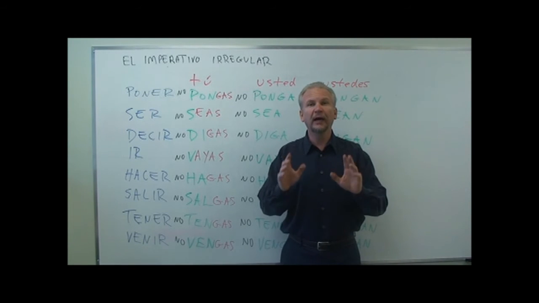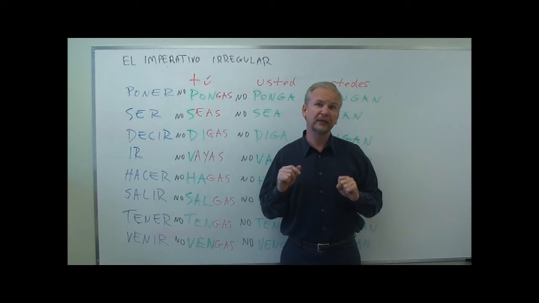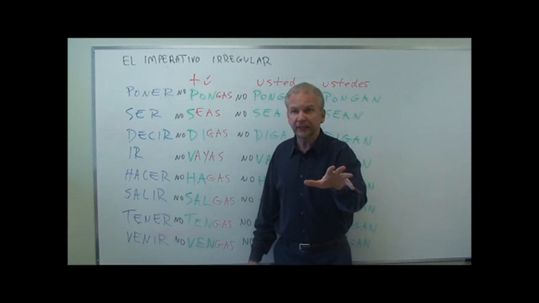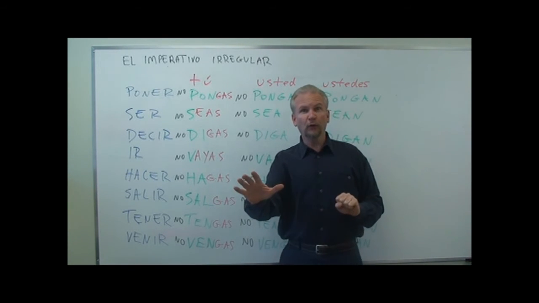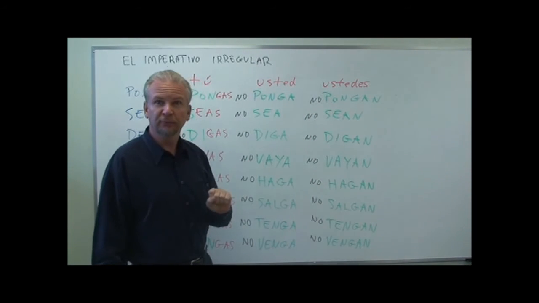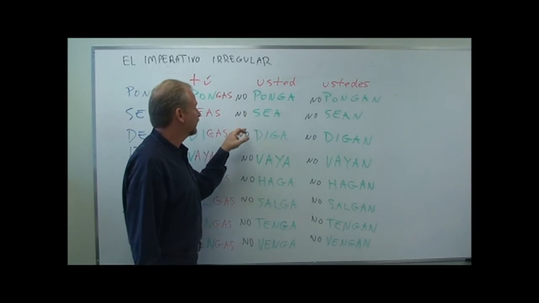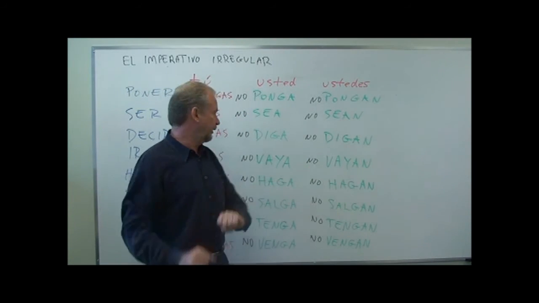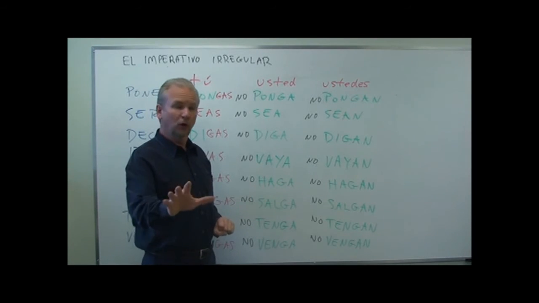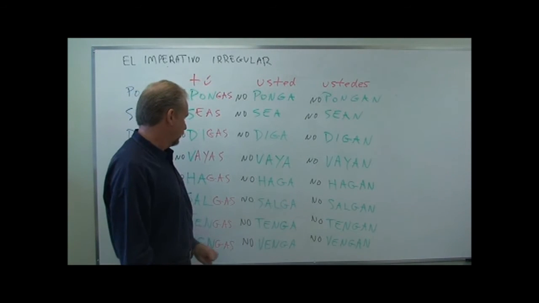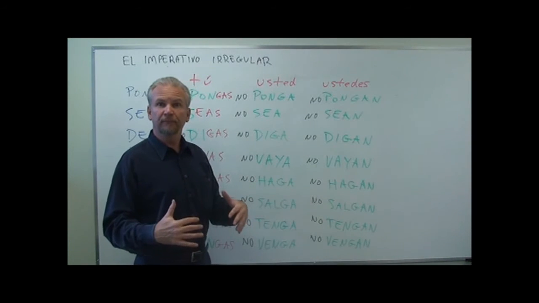One more step. How to put these irregular commands into the negative. When you want to tell somebody, don't be, or don't say, or don't go. Well, the ustedes and usted forms are quite simple. All we do is add no. No sea, don't be. O no digan, don't say. O no vaya, don't go. O no salgan, don't leave. O no venga, don't come.